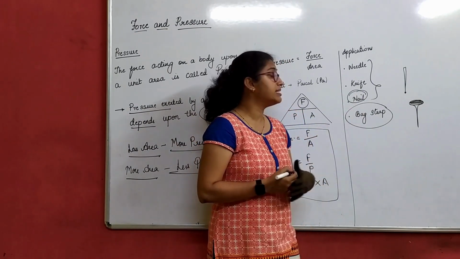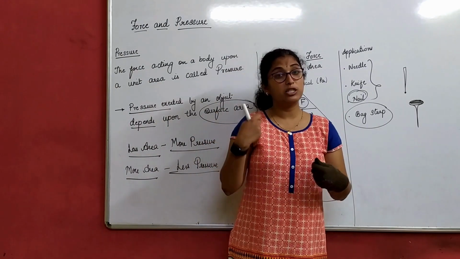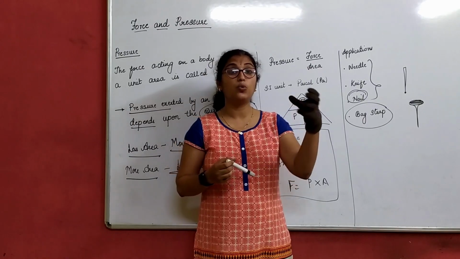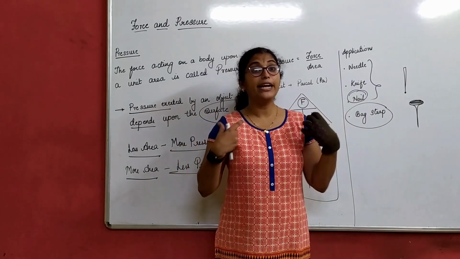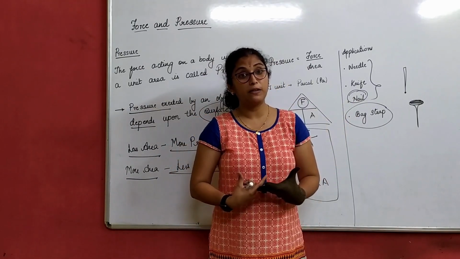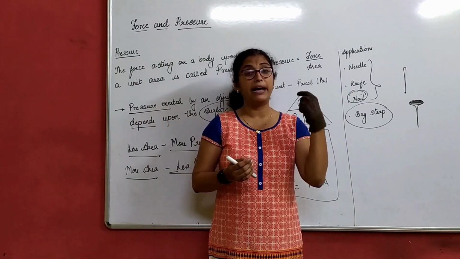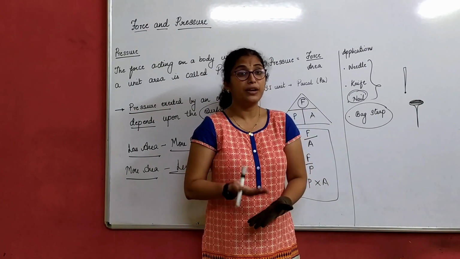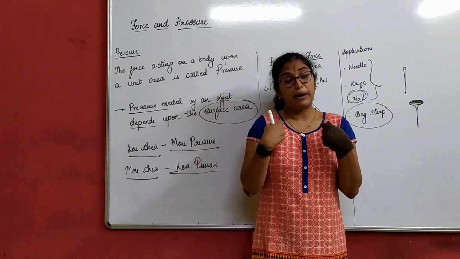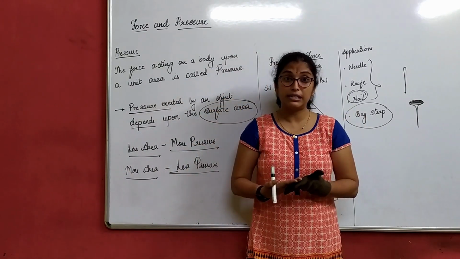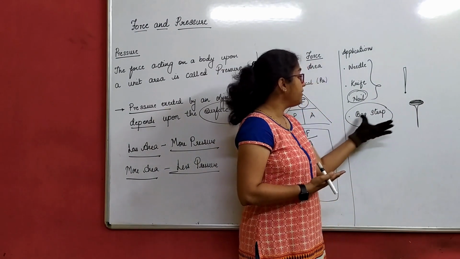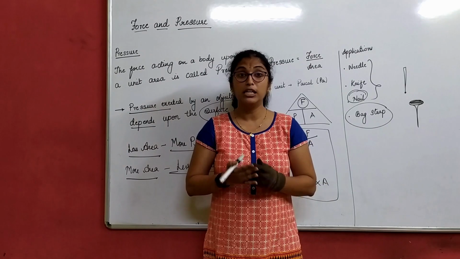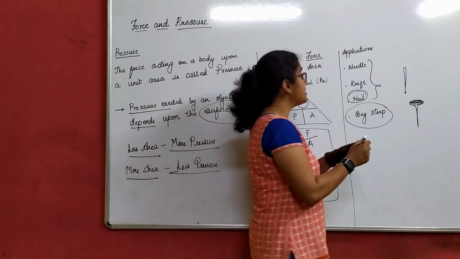Now if I talk about the bag strap, we all wear school bags, right? Have you seen the strap of a school bag? It is quite broad, right? Why do they make the strap broader? Suppose the strap is very thin and you have to carry loads of books in it. What happens when you carry the bag? Your shoulder starts hurting, correct? But when we use a broader strap, your shoulder will not hurt. So what is happening in this case?